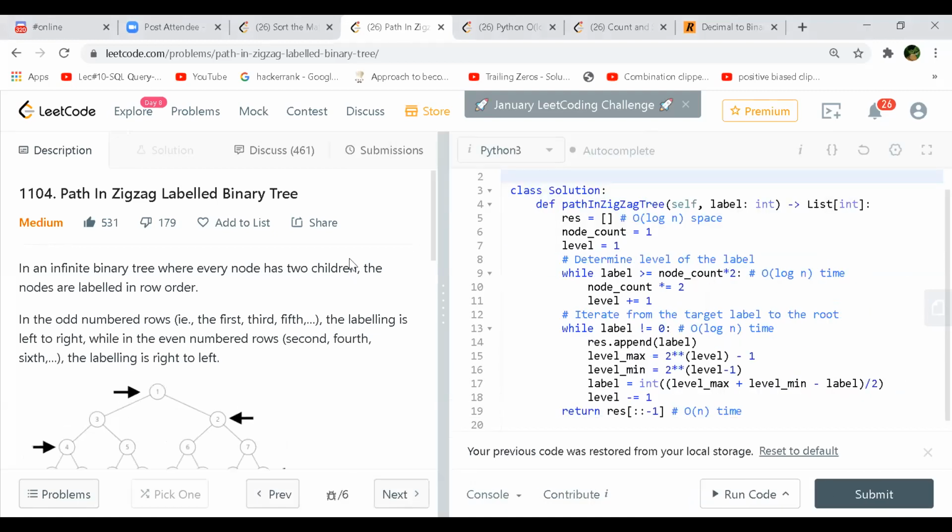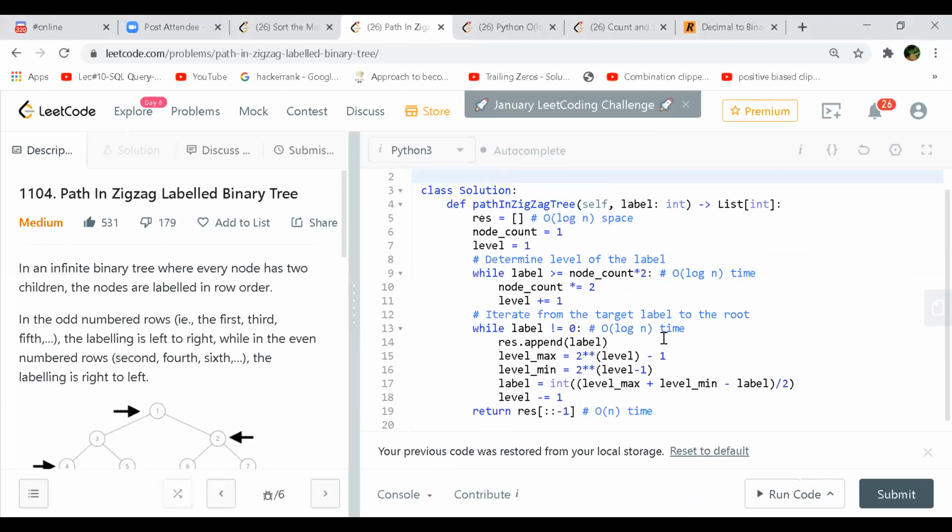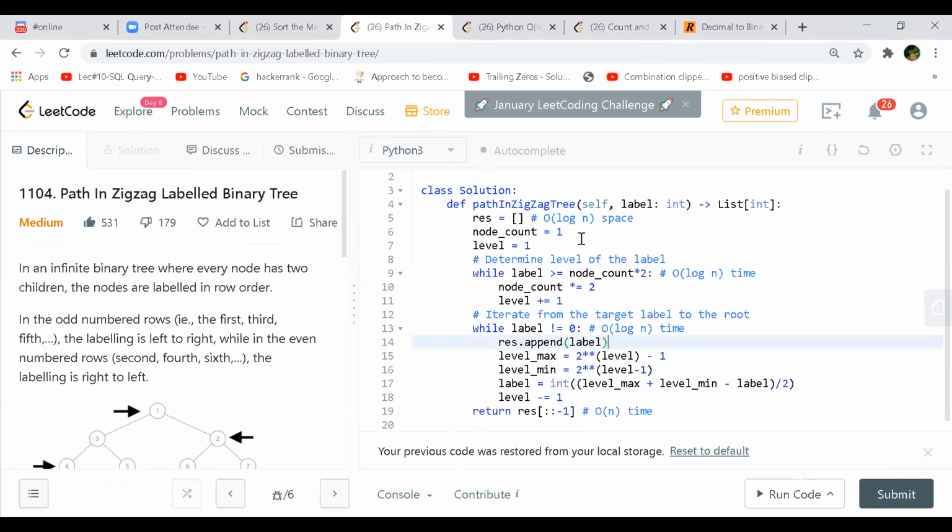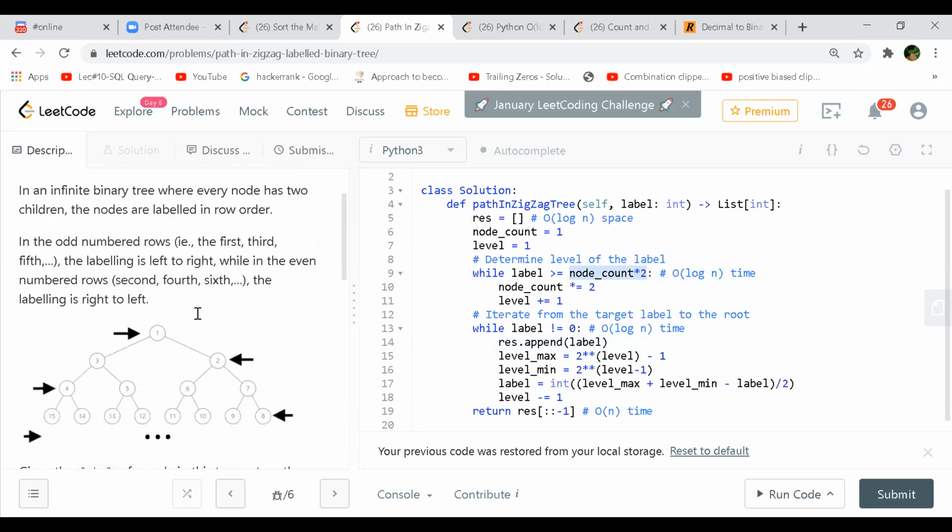So this is that code. This is my resultant array, in which node count is 1 initially and level is 1. Now, as long as my level is greater than 2 into node count, the node count will increase by 2 every time. If it's 1, the next you'll have 1 into 2 nodes, then 2 into 2, 4 nodes, 4 into 2, 8 nodes. And every time you increase the level also.